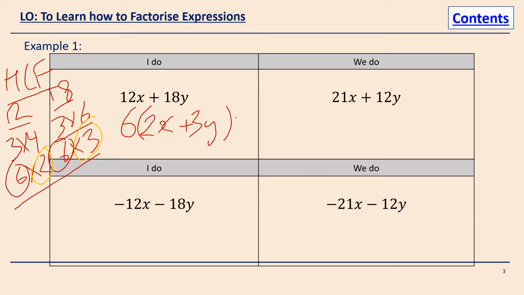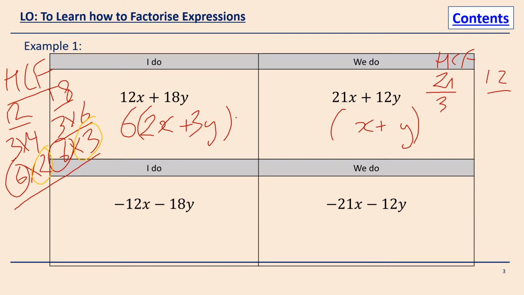Have a look at 21x and 12y. What's the highest common factor we can put on the outside of the brackets? We're going to have some brackets. We're going to have x and we're going to have y. What's the highest common factor that we can have on the outside? 21 and we've got 12. What's the highest number that goes into both of them? Okay, 3 is the highest number that goes into both of them.